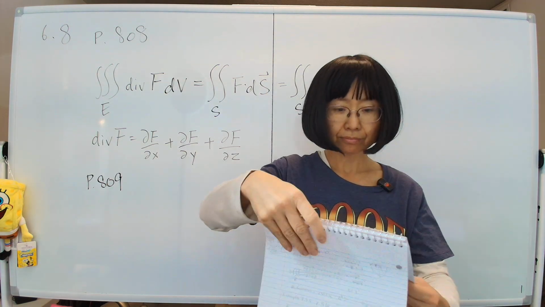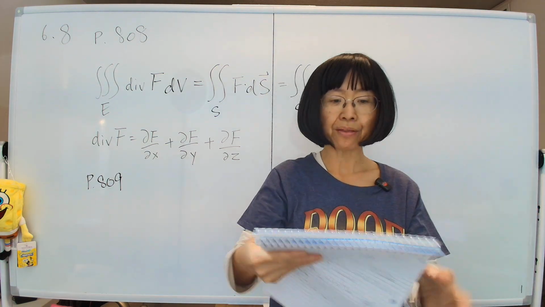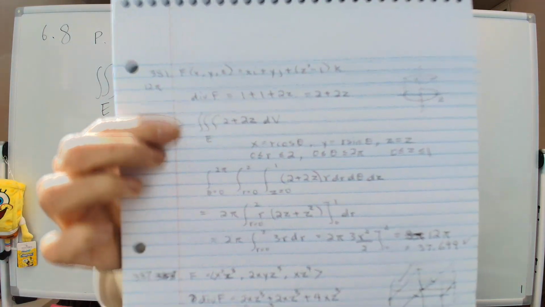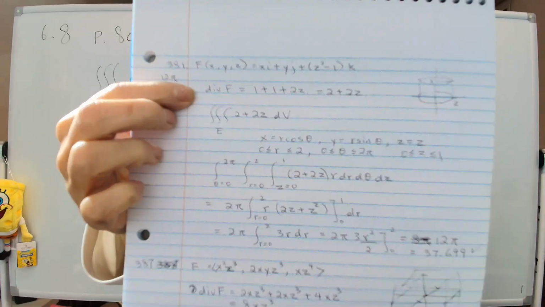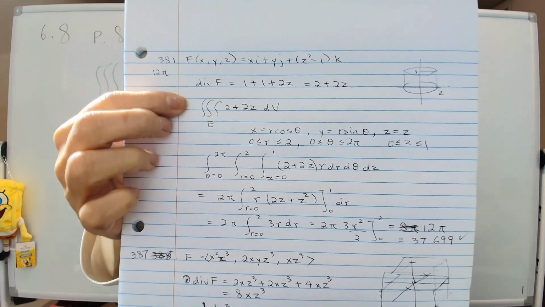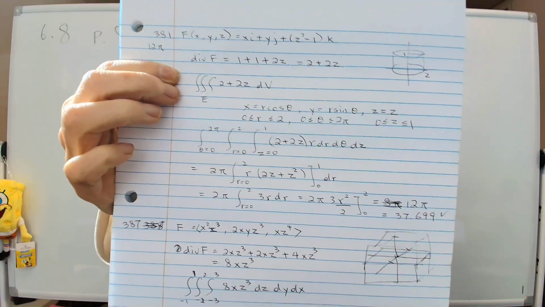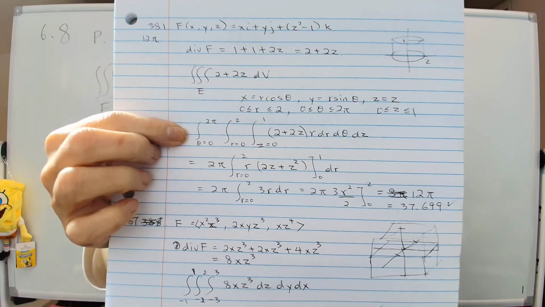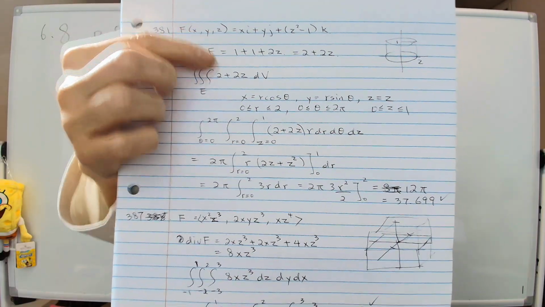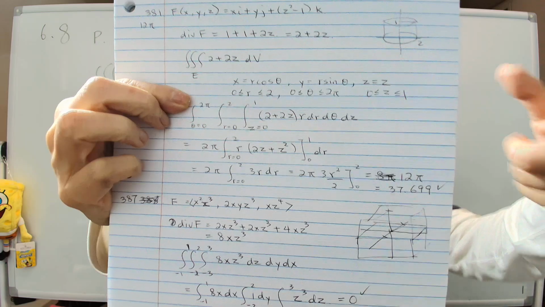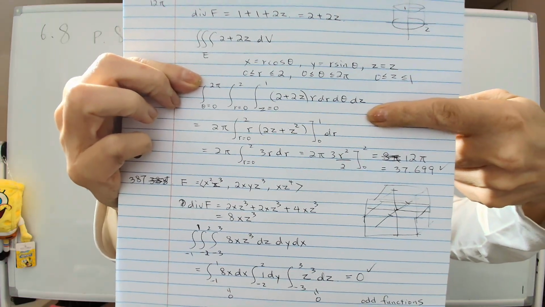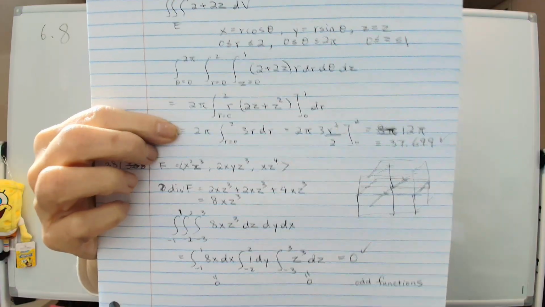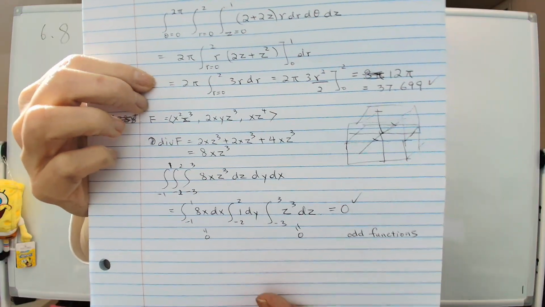Next, let's look at problem 381. I think that's the same thing. We have a function and we're going to calculate the divergence, which turns out to be a fairly simple function. We're integrating on a cylinder, so we're going to use cylindrical coordinates, where we integrate over the volume, plugging the divergence inside. Don't forget that dV becomes r dr d theta dz, don't forget the r. Once you do that, the integration comes out pretty good, and that is equal to 12 pi, which is the right answer.